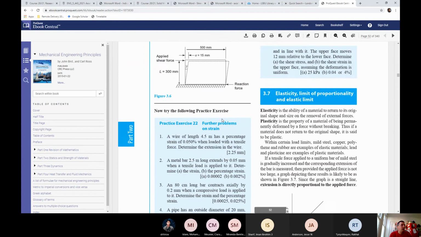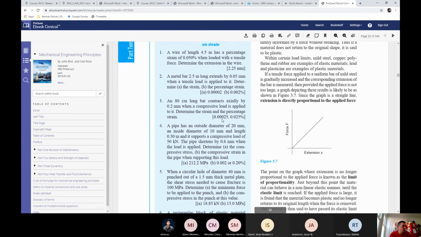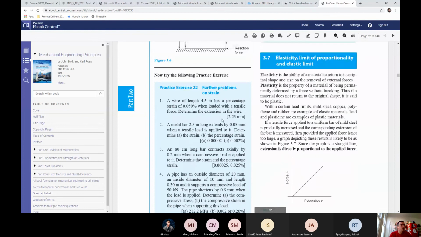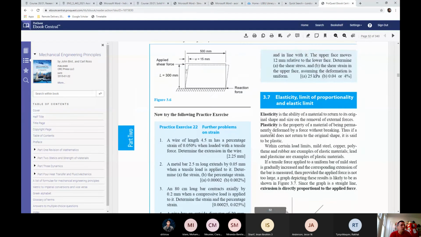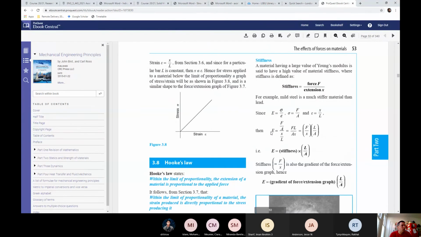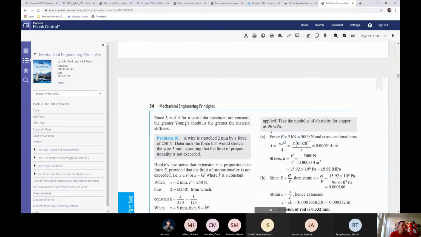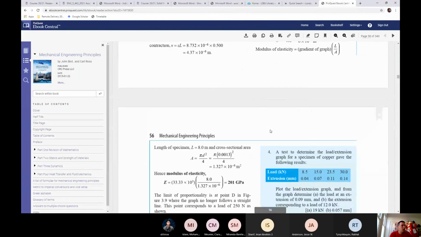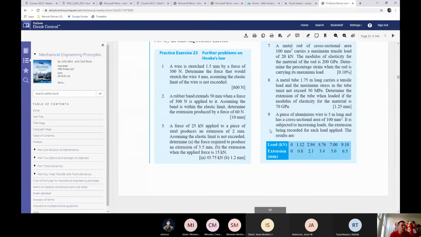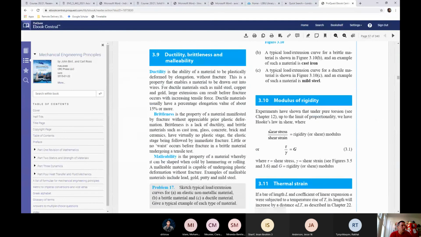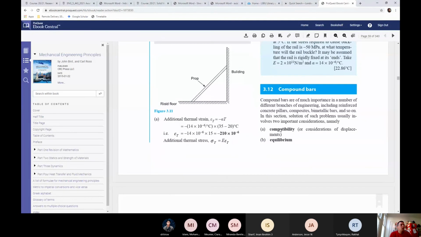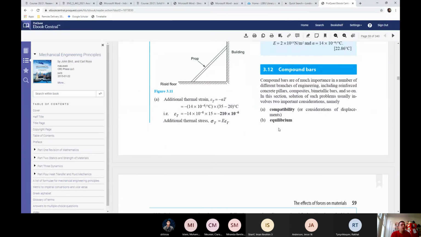And then there are these practice exercises, and I think there are answers to them at the back of the book, but I can't quite remember. So all of this stuff I think is really good. And then I'm just going to jump forward through Hooke's law to have a look at compound bars. So this is what to revise just to get a bit ahead at the moment, I would say.